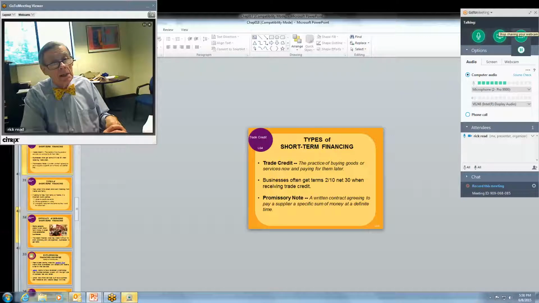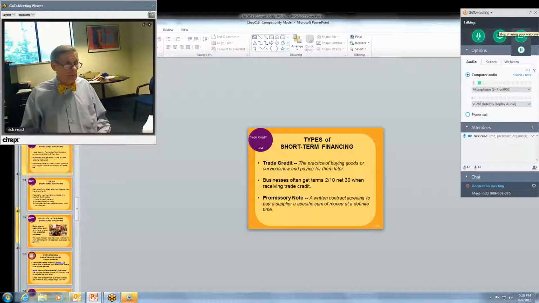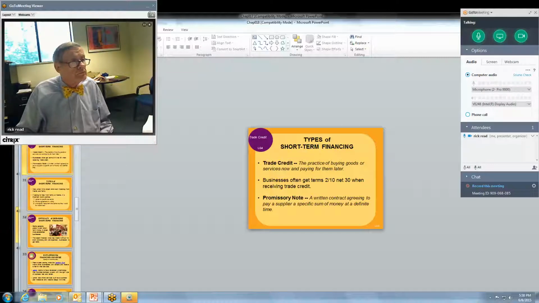2%. 30 days. You pay it off in 30 days, you get 2% back. Now, usually what they ask for there is cash. And then a promissory note, you're promising somebody that you're going to pay them X number of dollars on a certain date. Short-term financing.